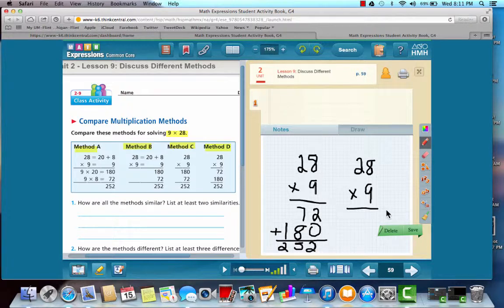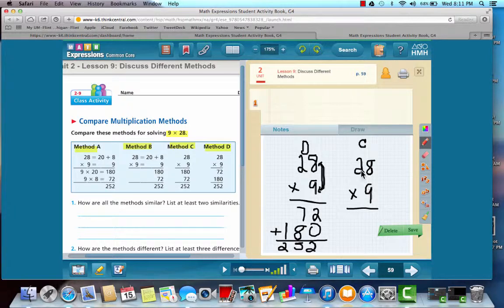Now, the difference being that method C, so this is method D, and I'll just write a D above it so you understand, and this is method C. With method C, they're reversing, and they're going to have you multiply the tens product first. This one, we multiplied the ones products first. Okay? This one, we're going to multiply the tens product first.